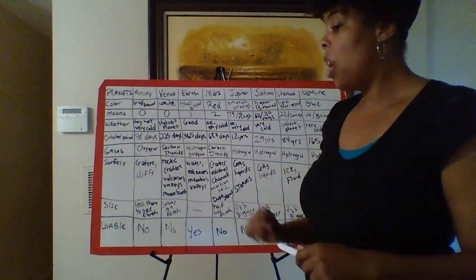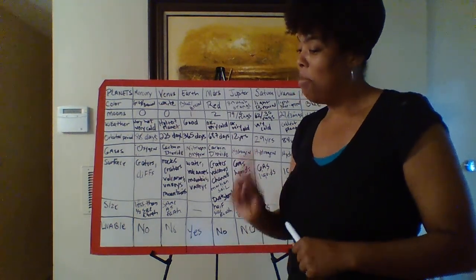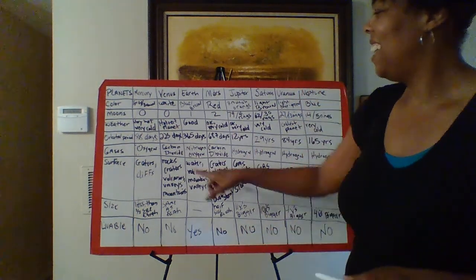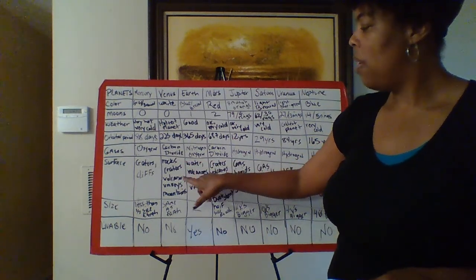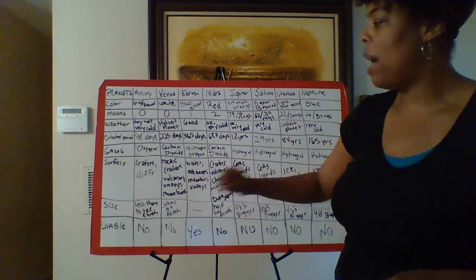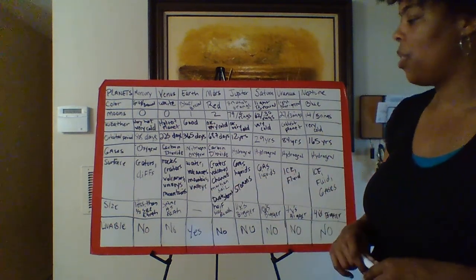But you know what breathes carbon dioxide or needs it? Plants and trees. That's right. Okay. The surface of Venus is filled with rocks, craters, volcanoes, valleys, and mountains. Okay, so it's kind of similar to Earth.